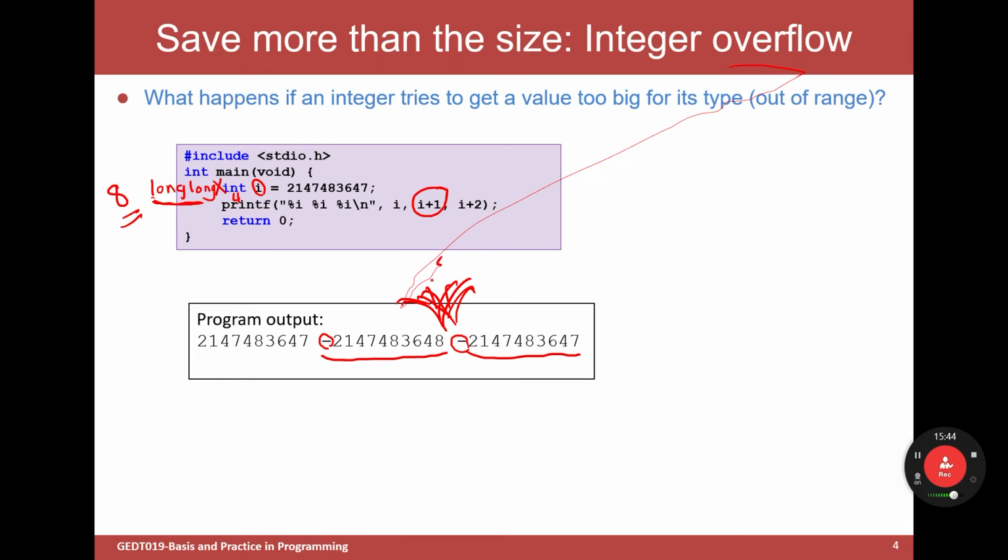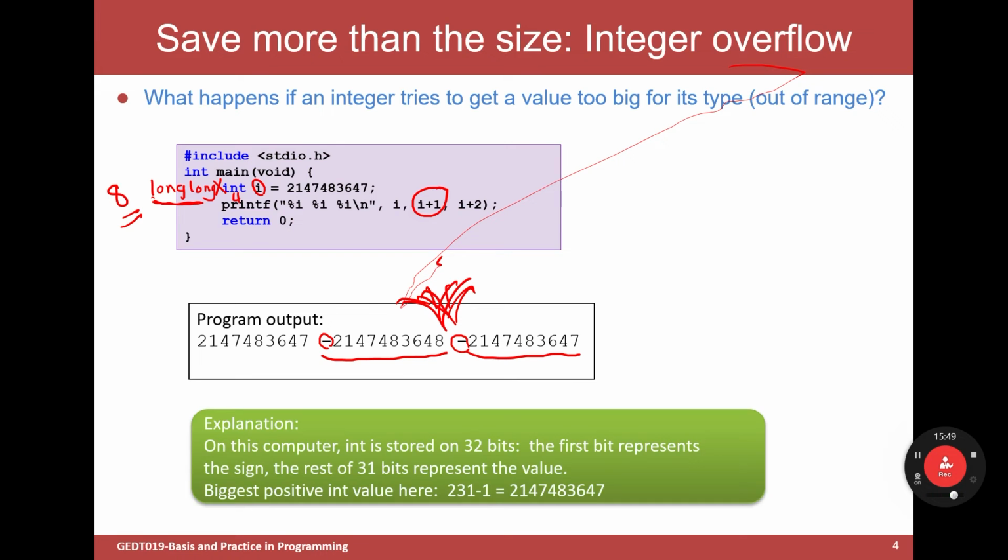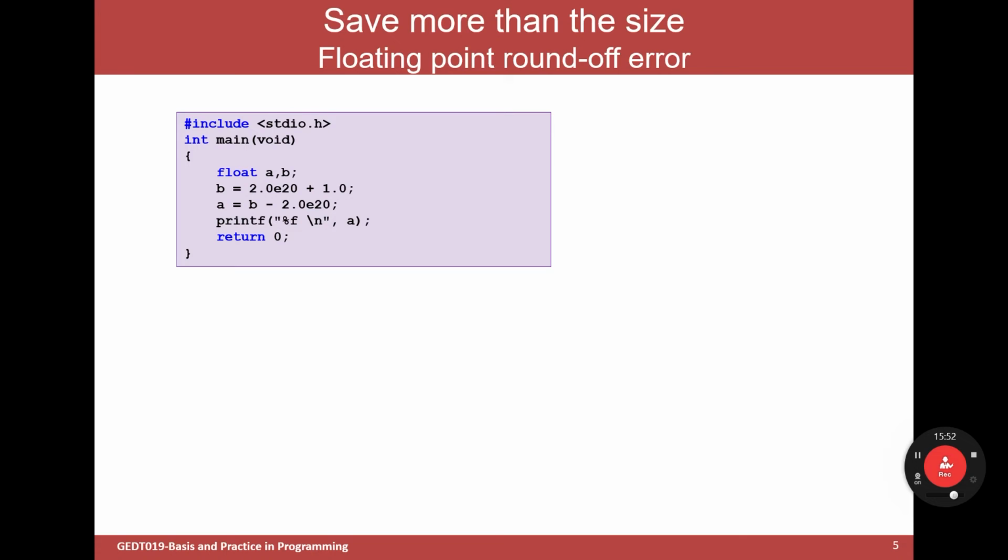Okay, so this overflow not only happens in integers, it also happens in doubles. So here is a double. I define two float numbers, a and b. Then I say b equals exactly 2 times 10 to the power 20, and then I want to add 1 to this.